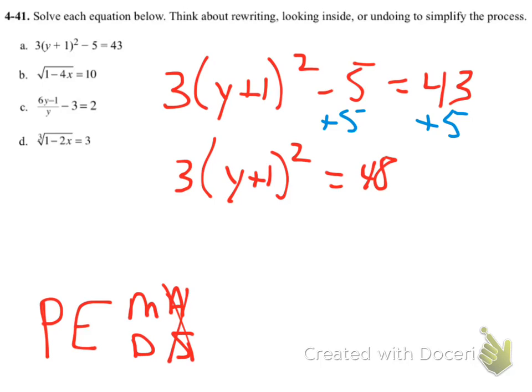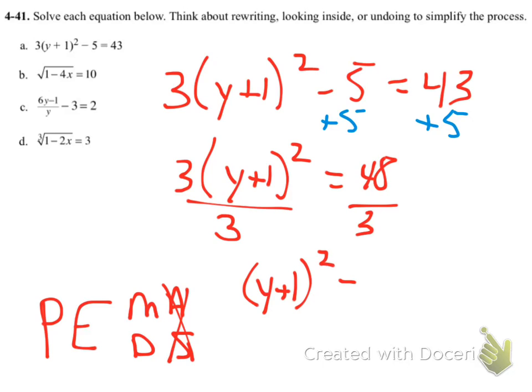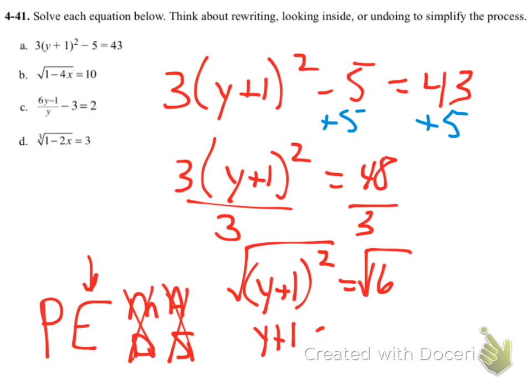Then I take a look at anything that's being multiplied or divided. Well, 3 is multiplying it. So to undo that multiplication, I'm going to divide by 3. That gives me (y plus 1) squared equals 16. Now I'm going to take a look at any exponents. Well, I have something squared, so to undo that I'm going to take the square root. That gives me y plus 1 equals, now, positive or negative 4.